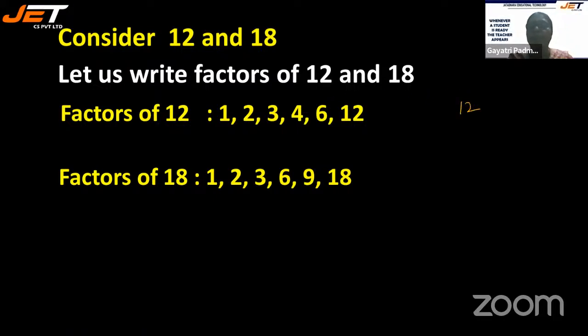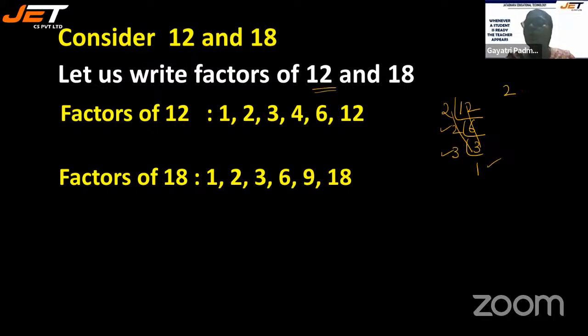Supposing I'm taking 12. So, just take it this way: 2 6s are 12. 2 3s are 6. 3 1s are 3. Isn't it? So, here we have 1, 2, 3, right? You have to see the multiples of 12 only. Okay, so where all 12 is a multiple.